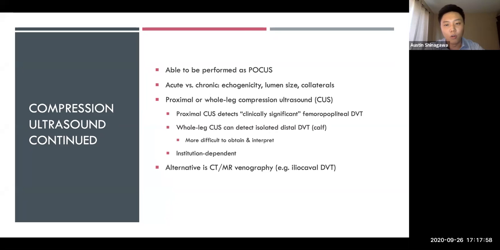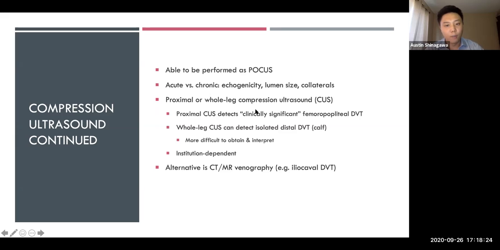So you can do proximal or whole leg. Proximal detects what can be called the clinically significant femoral popliteal DVT, whereas whole leg will be able to detect isolated distal DVT in the calf. However, whole leg compression ultrasound is more difficult to obtain and interpret, and so some institutions might just do proximal, but this can vary depending on where you're at.